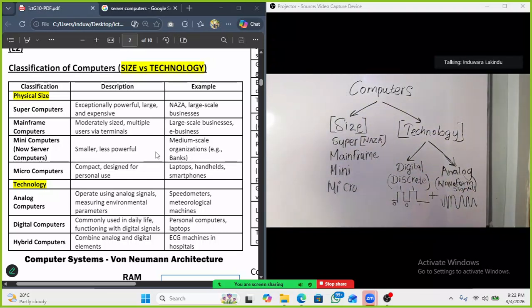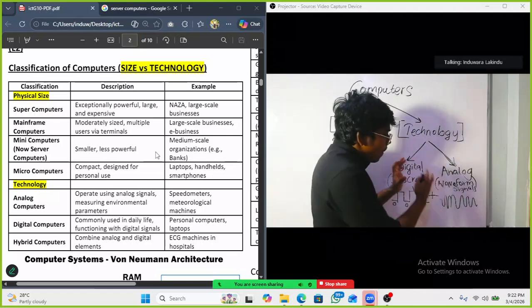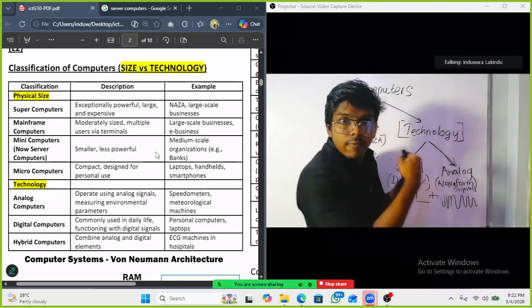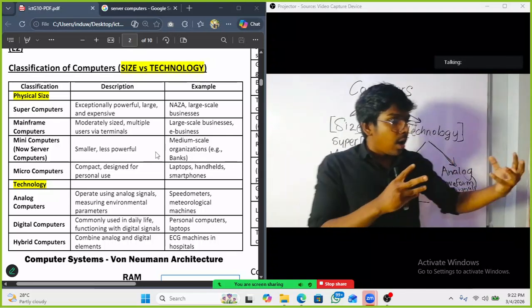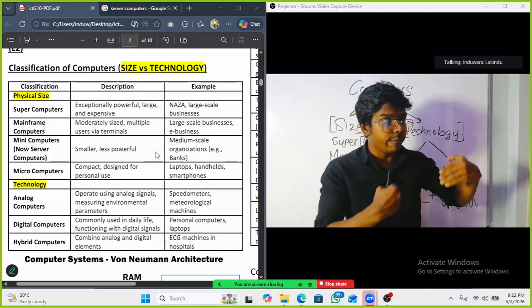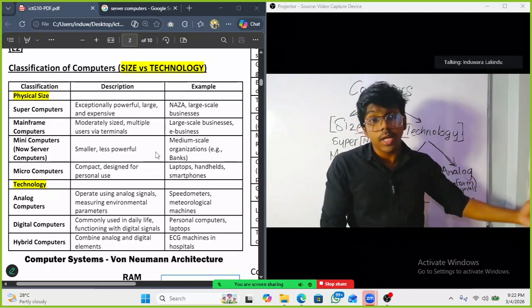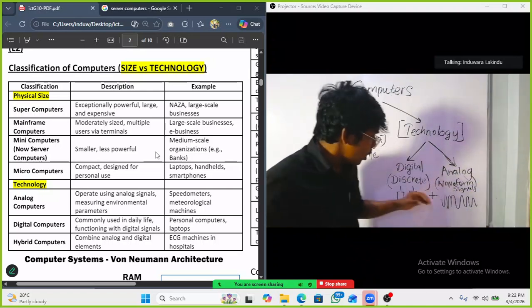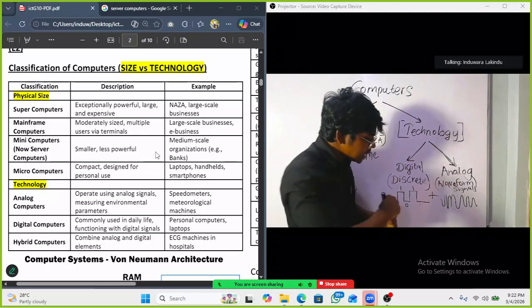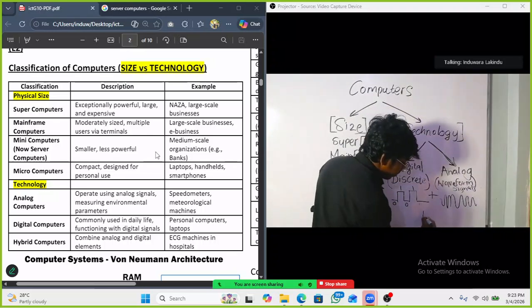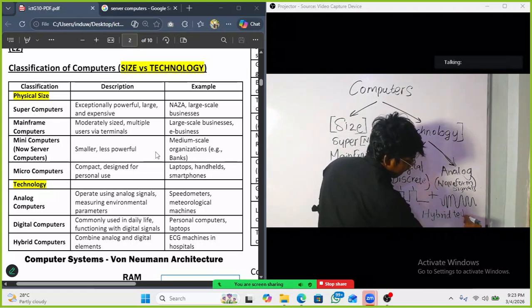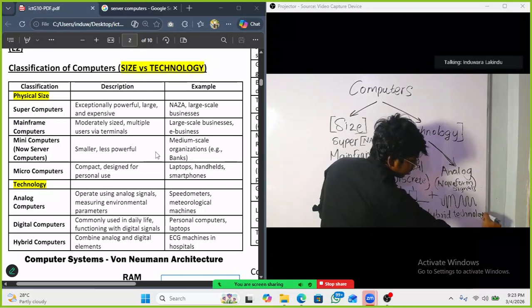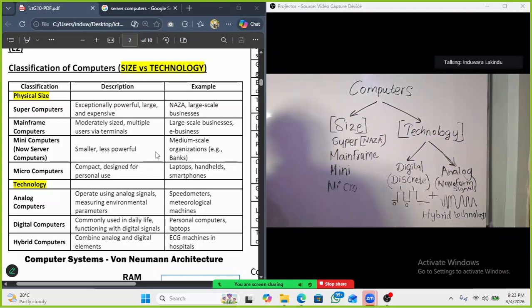Is it clear? And we have another one, connecting both. That means inside the same system, they shift from digital to analog whenever needed. Those systems we call hybrid technology. Hybrid technology. Hope it is clear. Drop me a message if it's clear. If not clear, please tell me. I'll explain it shortly again.